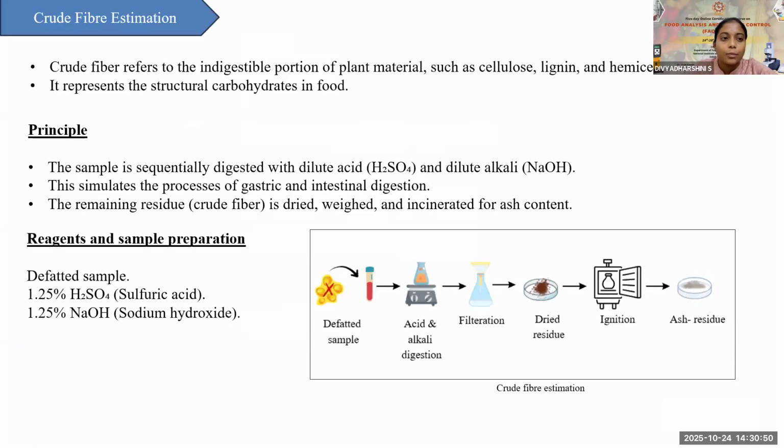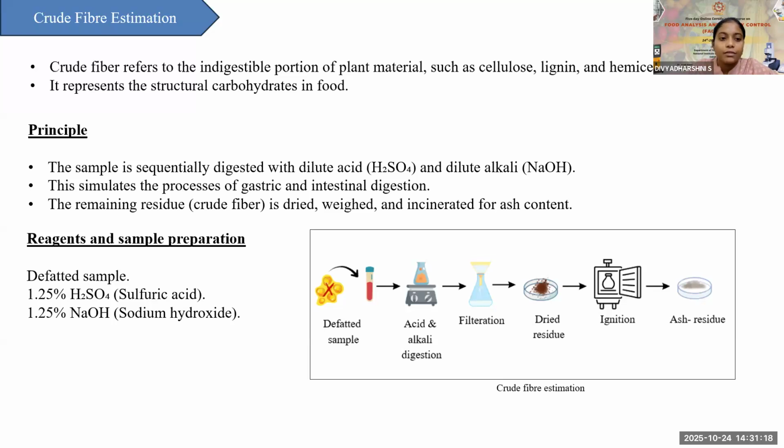Next, we are moving to the crude fiber estimation. Crude fiber is just the indigestible portion of plant material, such as cellulose, lignin and hemicellulose. So it represents the structural carbohydrate in the food. The principle is simple: we will do acid digestion, followed by alkali digestion.